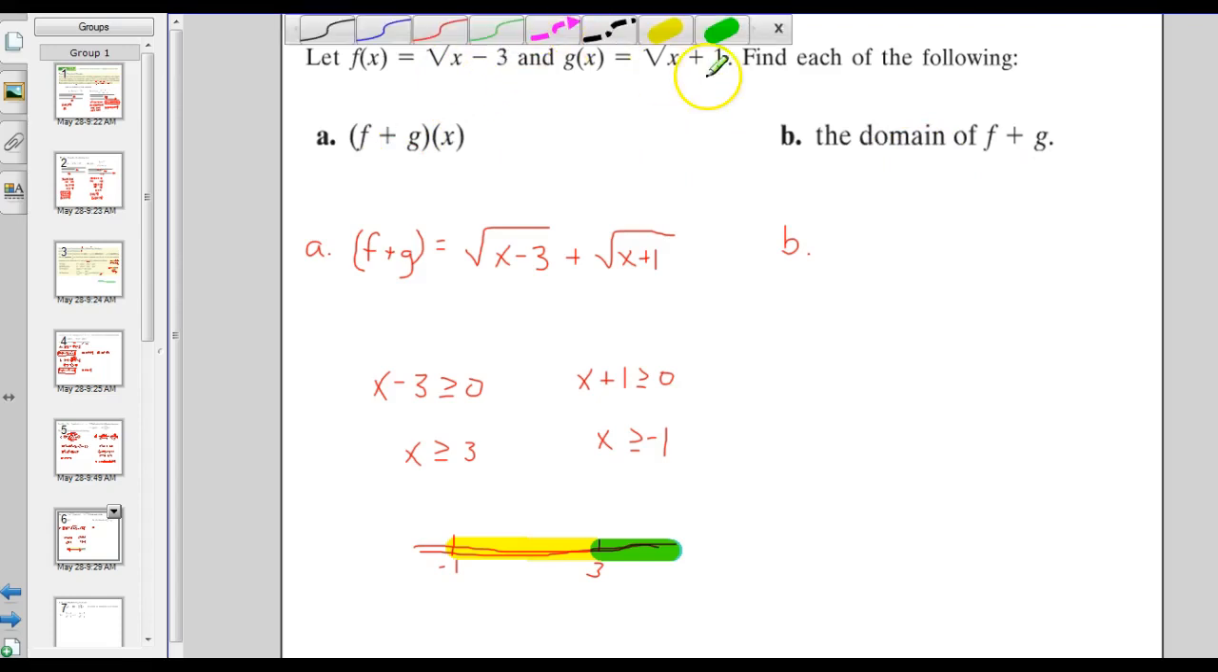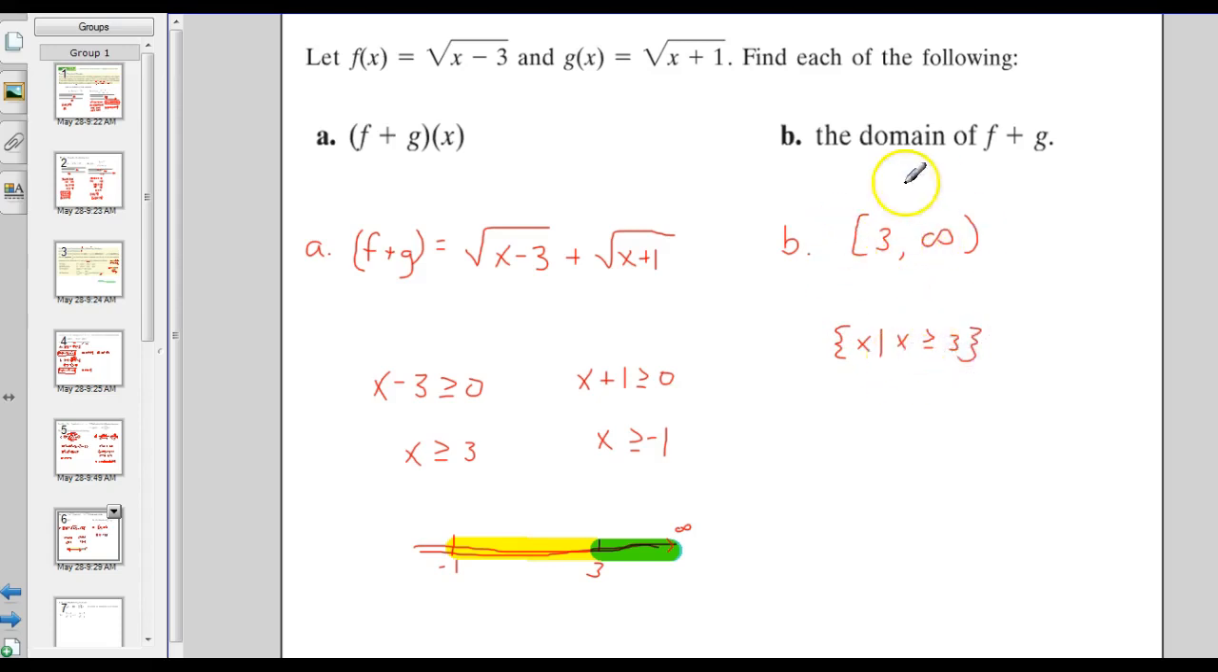So the domain is from 3 to infinity. Alright, so from 3 all the way on to the end. Remember, the right hand side of this is like infinity. It keeps going forever and ever and ever. So from 3 to infinity is our domain. Okay, or again, if you want to write it in set notation, set of all x such that x is greater than or equal to 3. Same thing as this. Okay, again, this is typically how you're going to be asked to write these things.